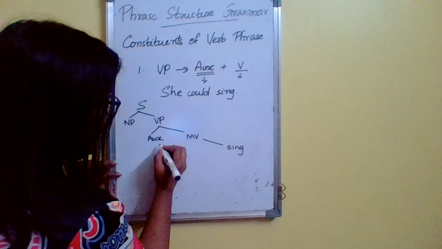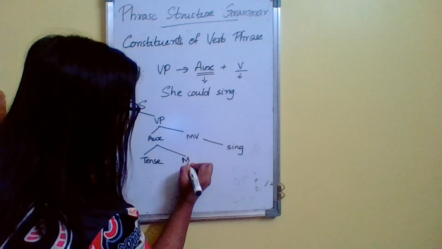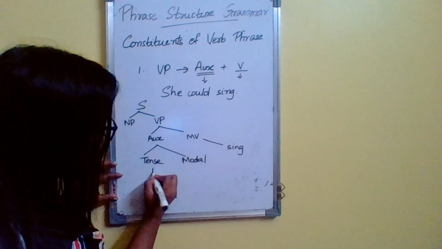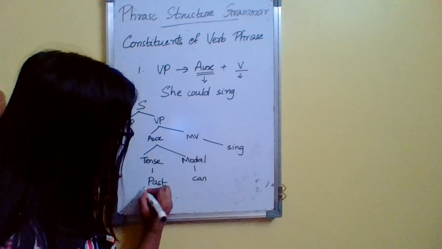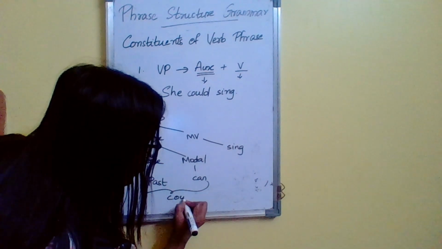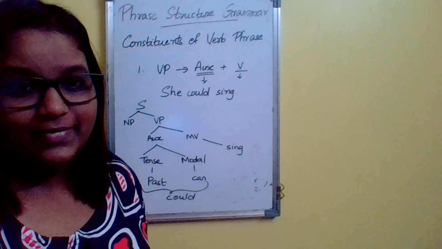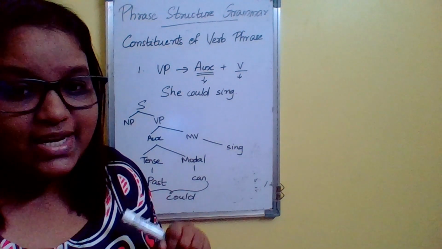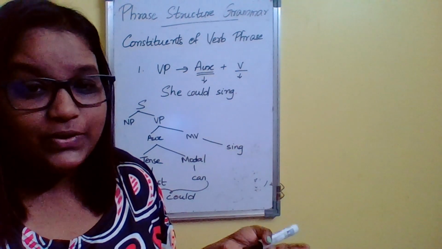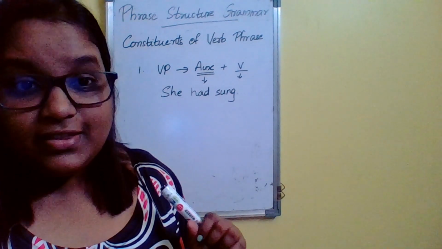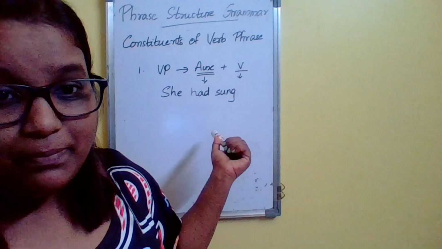Auxiliary is tense plus modal. Here tense is past tense and modal is can. Past of can is could. So here it becomes she could sing. Okay, so this is how we do a past tense example. So now let us move on to the third instance of what could constitute an auxiliary.